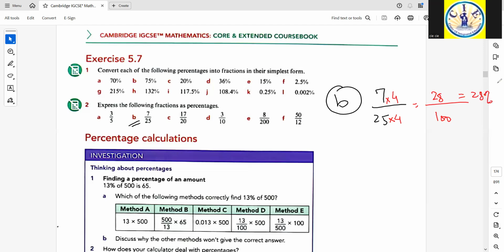In the same way, if I do part C, that would be 17 by 20. And now converting it to 100 in the denominator, I need to multiply it by 5. So now 100 is there in the denominator, and for the numerator, 17 times 5 is 85. So 85 by 100, which is actually 85%.